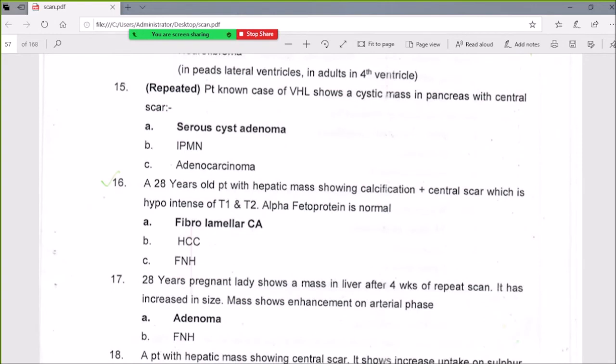16. 28-year-old patient with hepatic mass showing calcification plus central scar, which is hypointense on T1 and T2. Alpha fetoprotein is normal. Diagnosed fibrolamellar carcinoma. Hypointense on T1 and T2. Fibrolamellar carcinoma has fibers, so it's hypointense on T1 and T2.